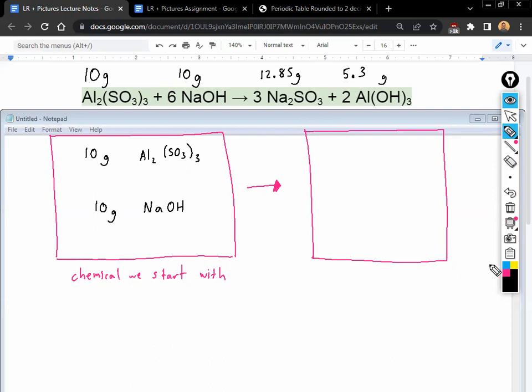Okay, now the right side of the picture is basically what we have at the end. So chemicals at the end. Okay. So if we run a chemical reaction, obviously the stuff that we make is what we have at the end, right? So we have 2 chemicals that we make in this reaction. So we have the products. So we have Na2SO3, and we have Al(OH)3. So we're just going to copy those down.